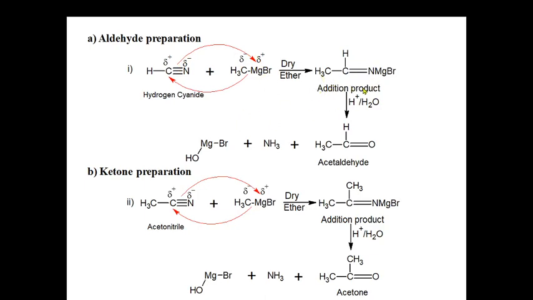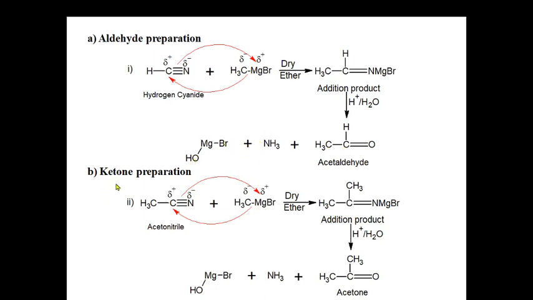This is the addition product and this addition product is further hydrolyzed in acidic medium, so you will get acetaldehyde. Simply this C double bond N is converted into a carbonyl, with the elimination of ammonia gas.